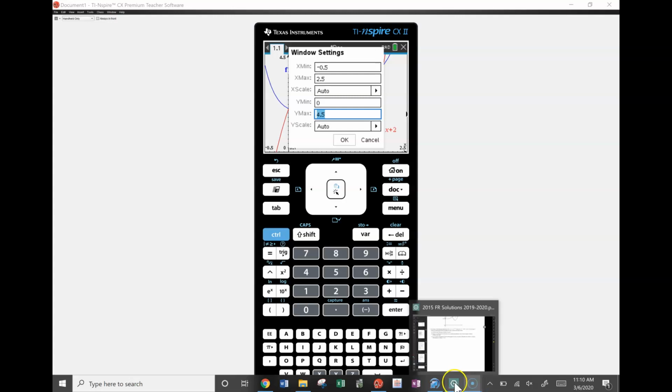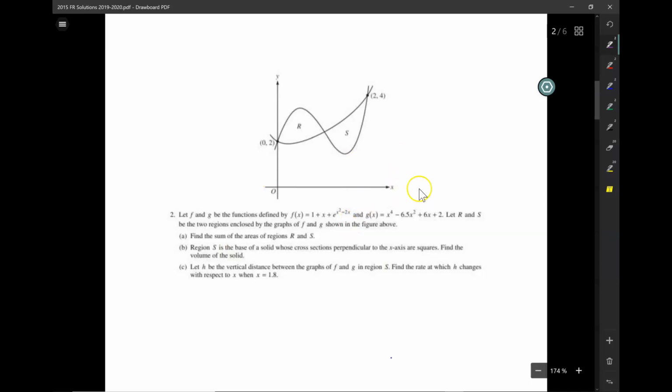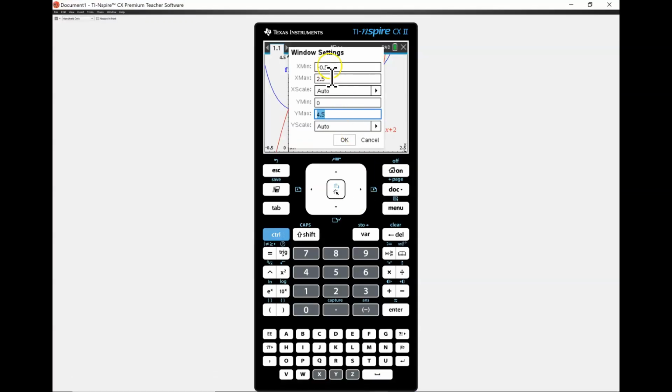These are the graphs for question 2, 2015. So this is what you're given, right? And you're told this point is (0, 2), and then (2, 4), right? So the x-axis is going from 0 to 2. I like to have some cushion, so go half a unit before, half a unit after, and then the same with the y, right?